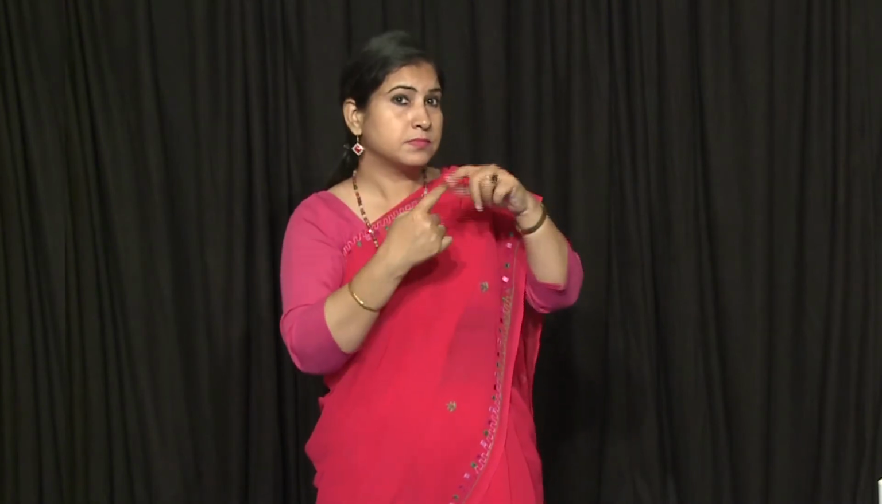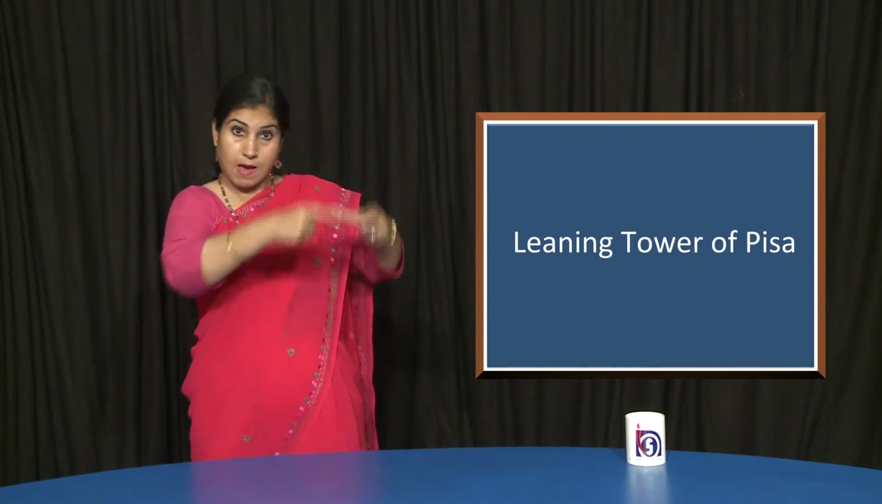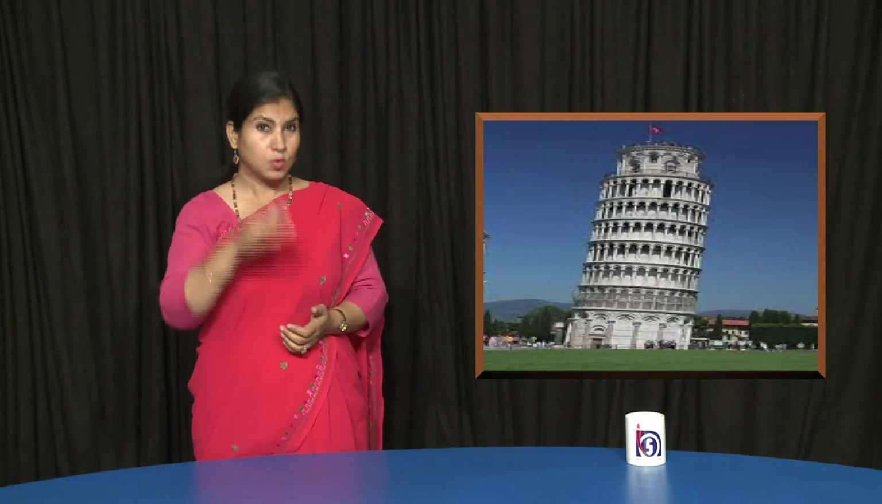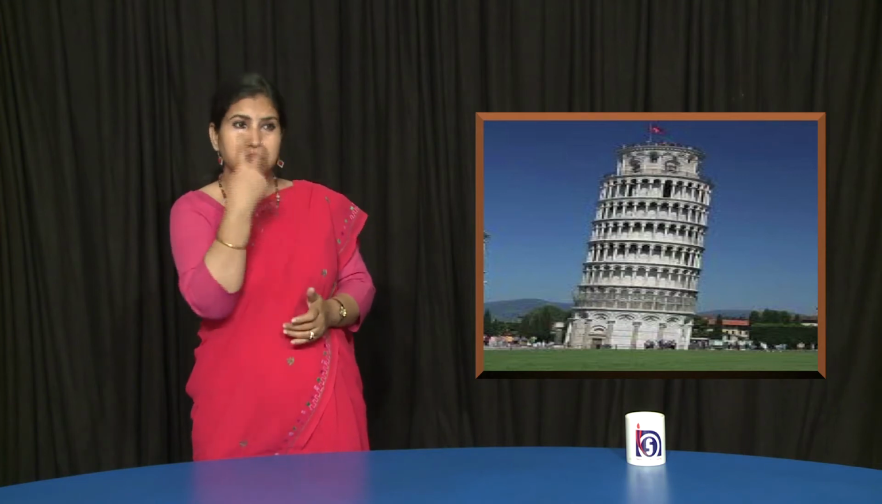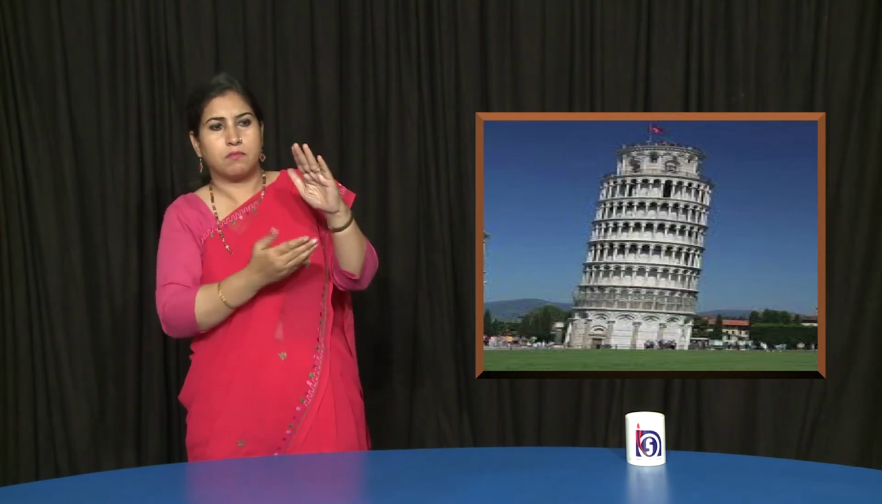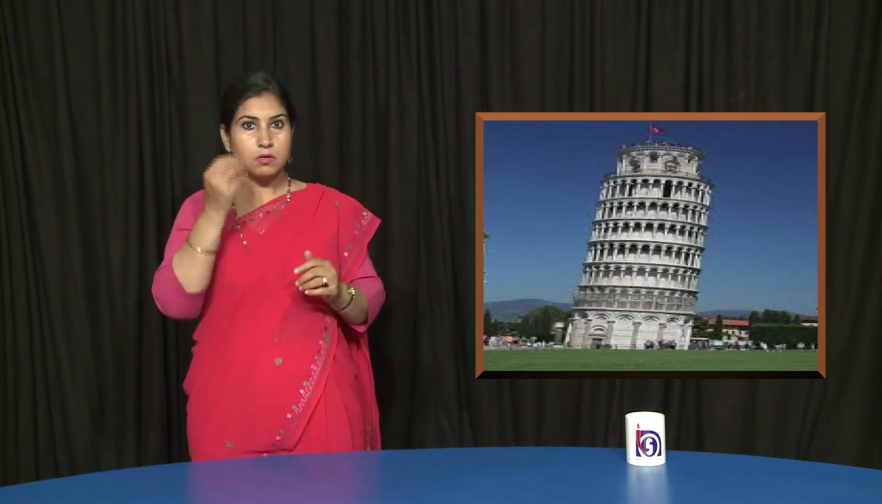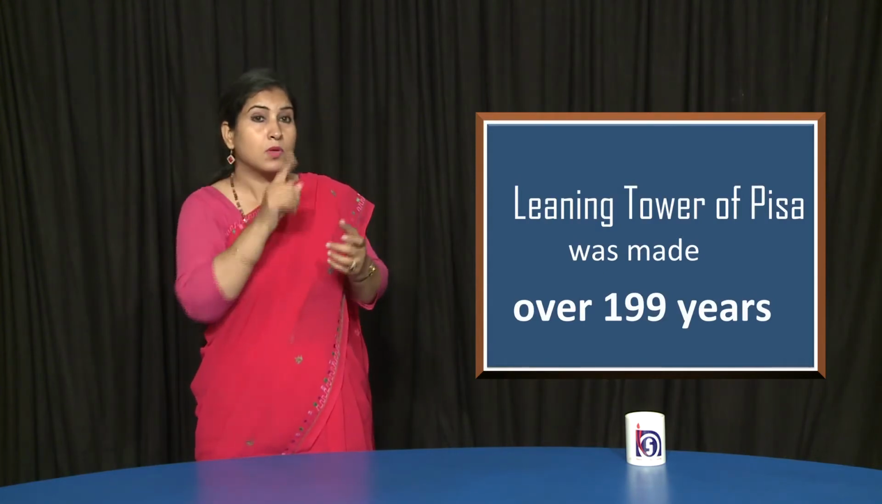Learners, can you recognize the famous structure that is situated in Italy? This is the Leaning Tower of Pisa. Do you know that this tower is not standing straight? As you can see, it is tilted in one direction. You will be surprised to know that the Tower of Pisa was constructed over a period of 199 years.